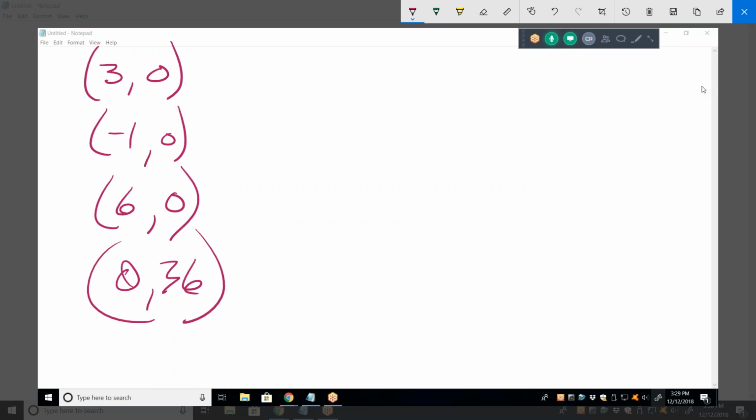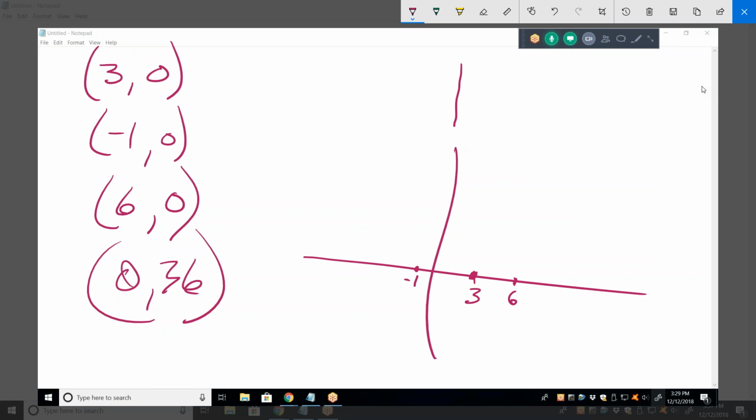All right. So what we're looking at are x-intercepts. In other words, the graph has to pass through that point, that is 3, 0. It also has to pass through that point, that's -1, 0. It has to pass through that point, that's 6, 0. And it has to pass through this point, which is 0, 36.